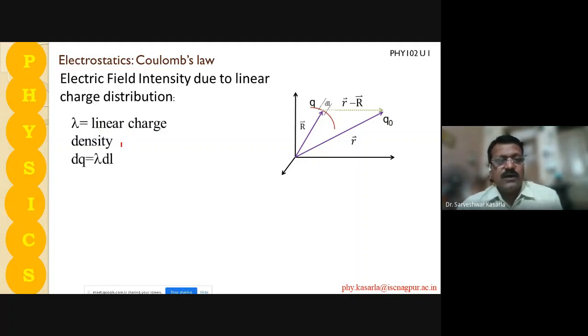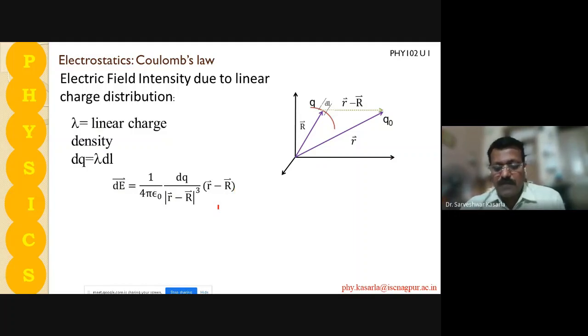So therefore dq, this small charge, is distributed along this small length dl, and dq is equal to lambda into dl. If you apply this small charge here, the formula will be: there is a small intensity at this point due to the small charge, vector dE is equal to 1 upon 4 pi epsilon 0, dq upon mod of r minus R cubed, into vector r minus R.